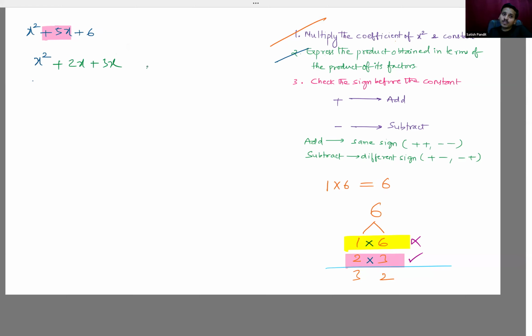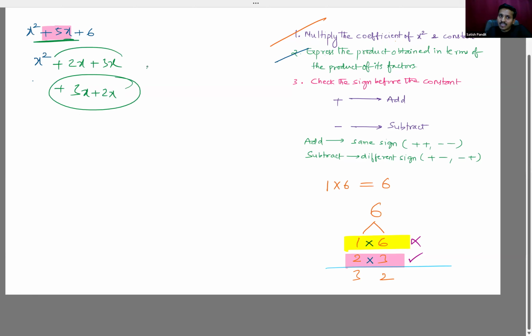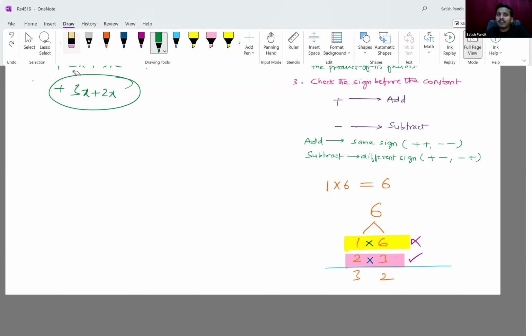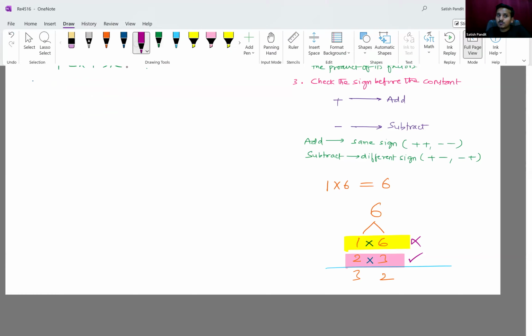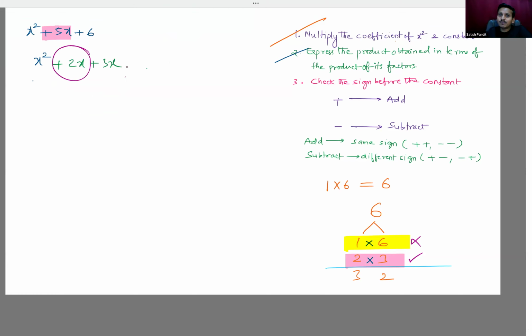Now you can also write plus 3x plus 2x. That is also fine. This is also accepted. Answer will not change. Even if you write this one, it is fine. Because 5x, you can write it like this or like this. Okay. So if you look carefully, we are splitting the middle term. We are splitting 5x as 2x and 3x, right? We are splitting plus 5x as plus 2x and plus 3x, right?